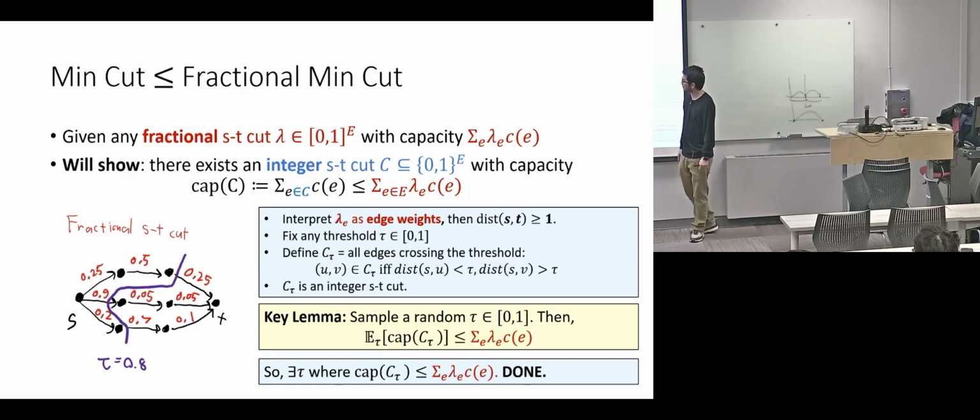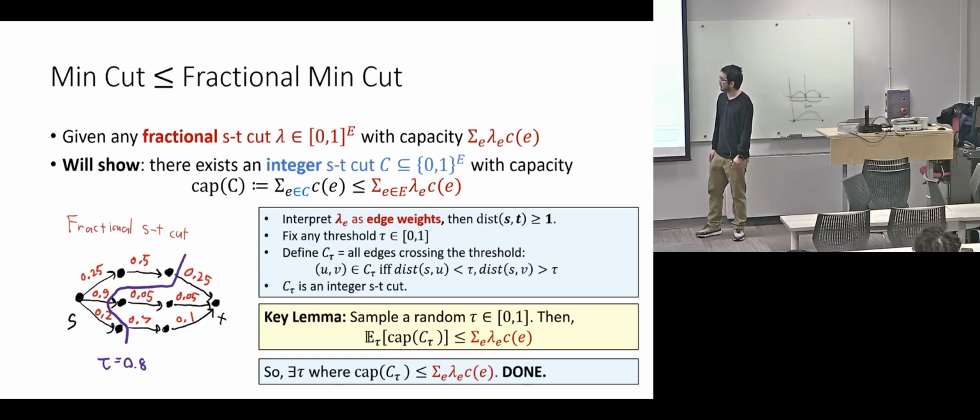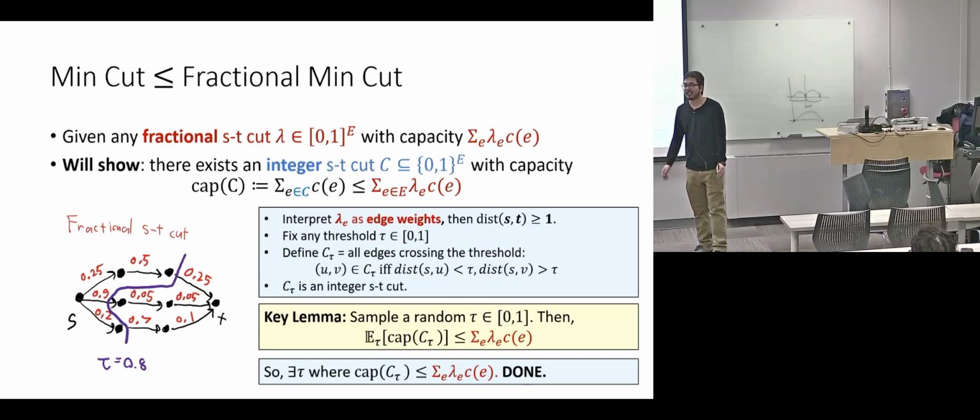Okay. Question up to this point? Are you with me? It's good? Can you explain again quickly why C tau is an integer S-T cut?